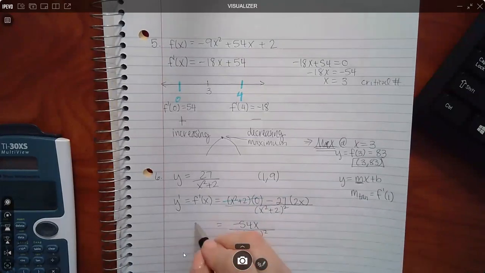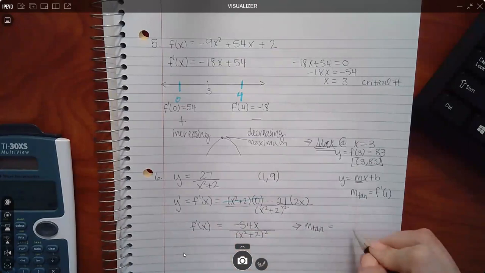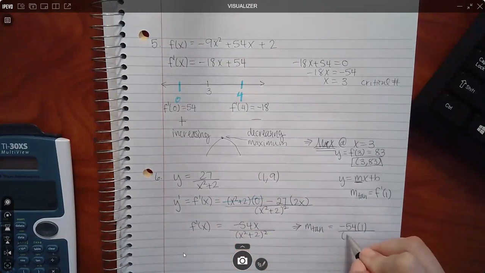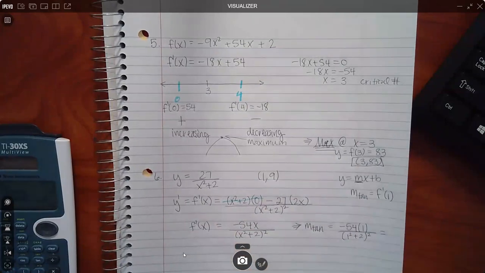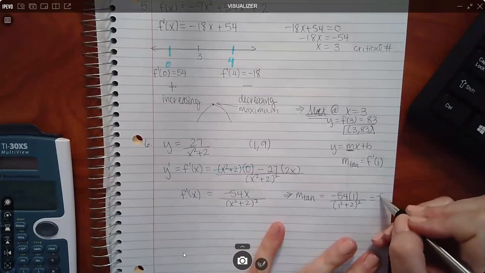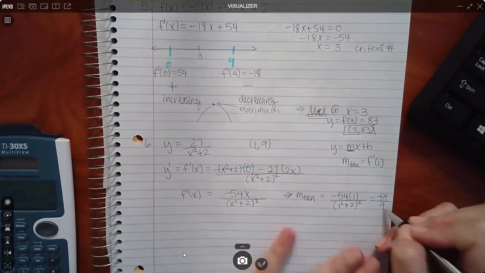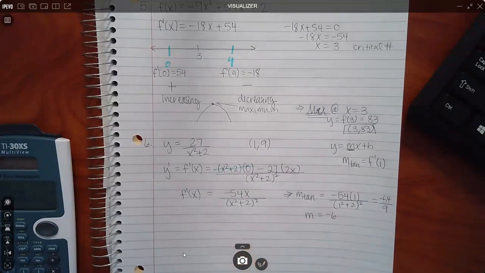So if I want to find m tan, I'm just going to plug in 1. What do we end up with? Negative 54 over what? So we get negative 6. So we know that the m is negative 6.